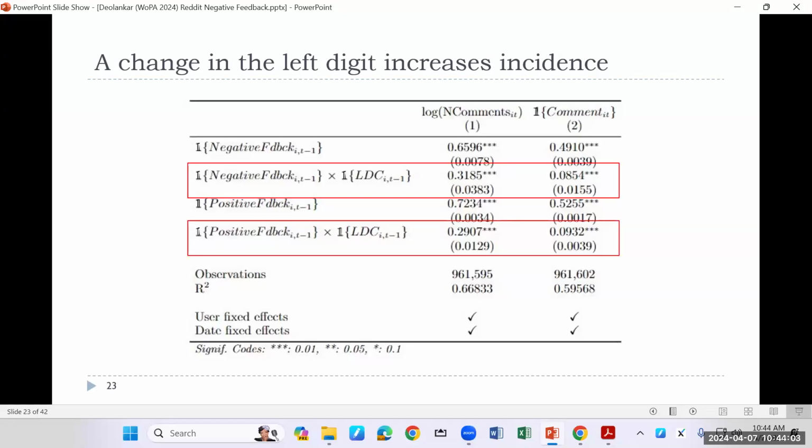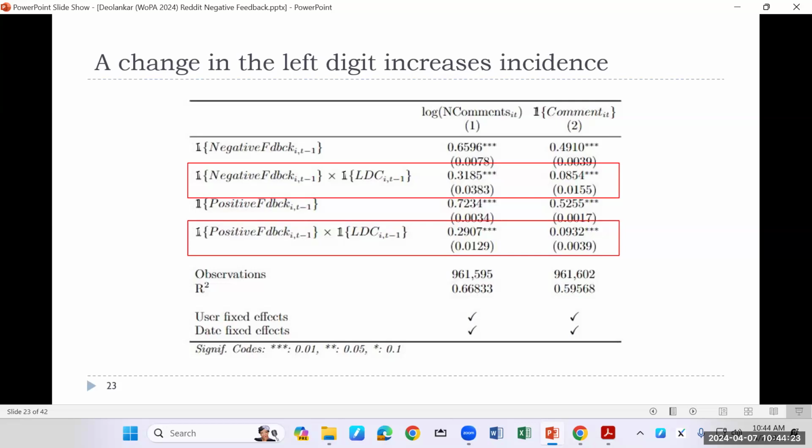And here we find that the sign of the coefficient is positive. That tells us that the answer to our first research question is that receiving negative peer feedback increases the likelihood of subsequent content creation relative to not receiving any feedback. And we find a similar effect of positive feedback. So that's the answer to our first research question.